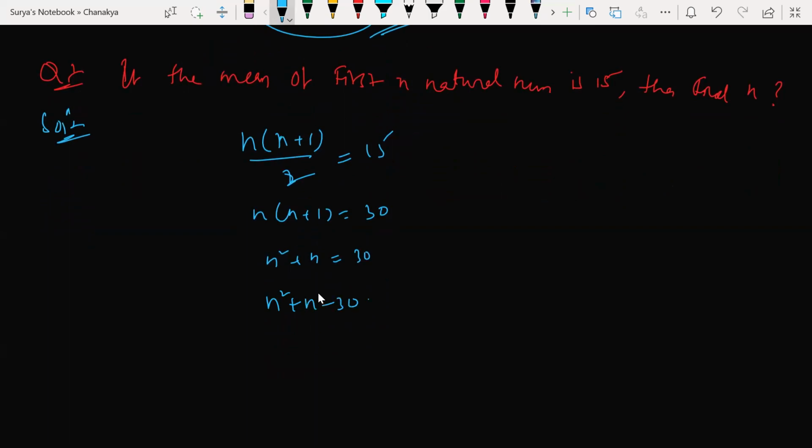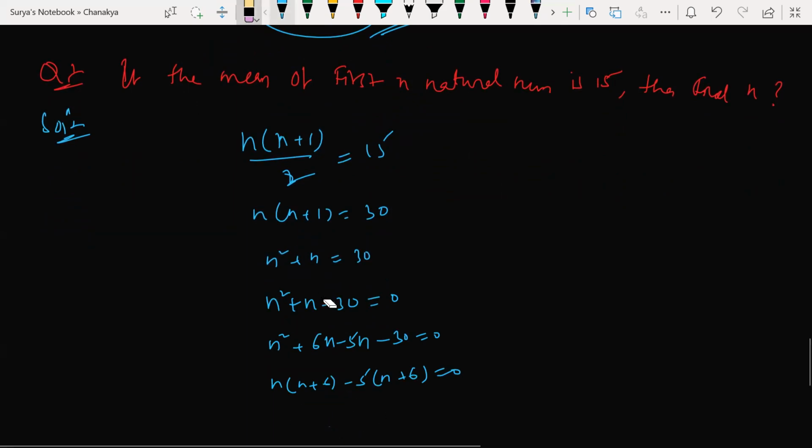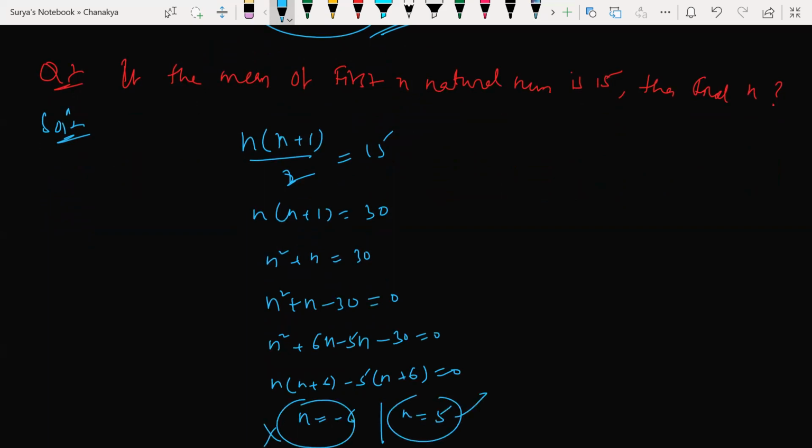n square plus n minus 30 is equal to 0. So how can I write n square? n square plus 6n minus 5n minus 30 is equal to 0. So it becomes (n plus 6)(n minus 5). Correct. So n can't be minus 6. n is equal to minus 6 or n is equal to 5. If you solve this way, this is not good.